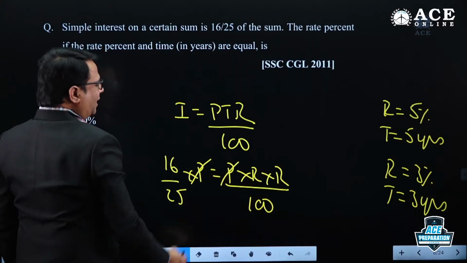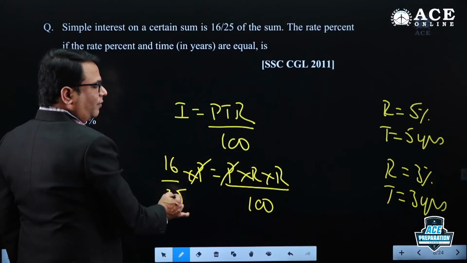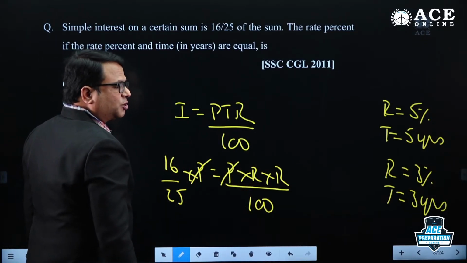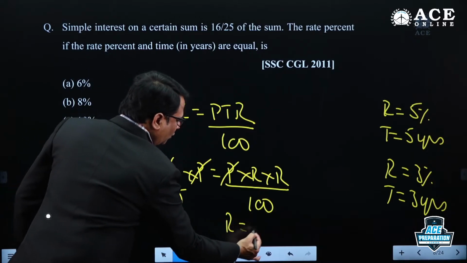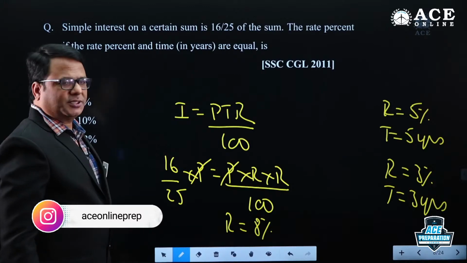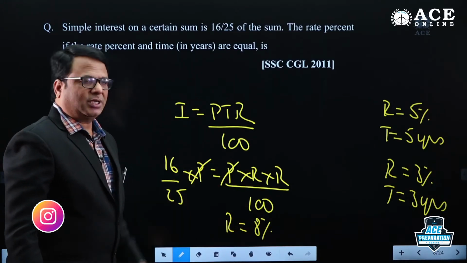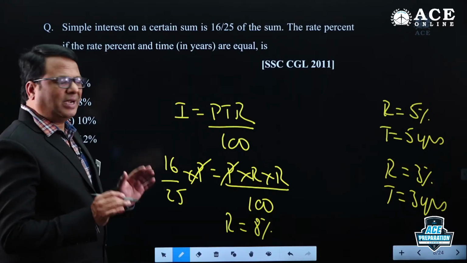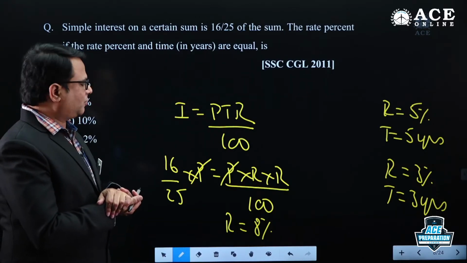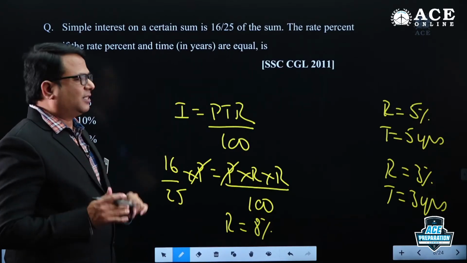Now P and P will get cancelled. Then R square equal to 1600 divided by 25. You get 64. Then you get R equal to 8%. So this is the traditional style. Rate of interest is 8%. Now let us go for the advanced method.